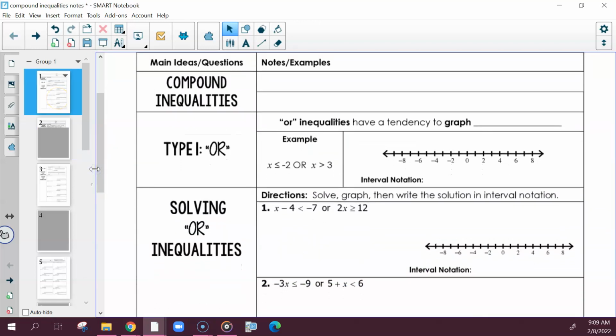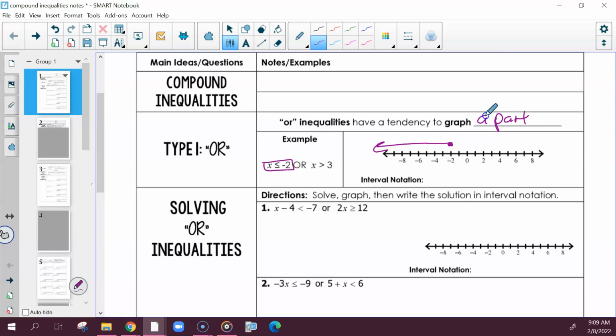Or inequalities have a tendency to graph apart. We'll see what that means here in a second. So when we have or inequalities, let's say we got some answer, it was x is less than or equal to -2 or x is greater than 3. We would graph both of those parts. So x is less than or equal to -2 would be a closed circle going to the left. And x is greater than 3 would be an open circle at 3 going to the right.